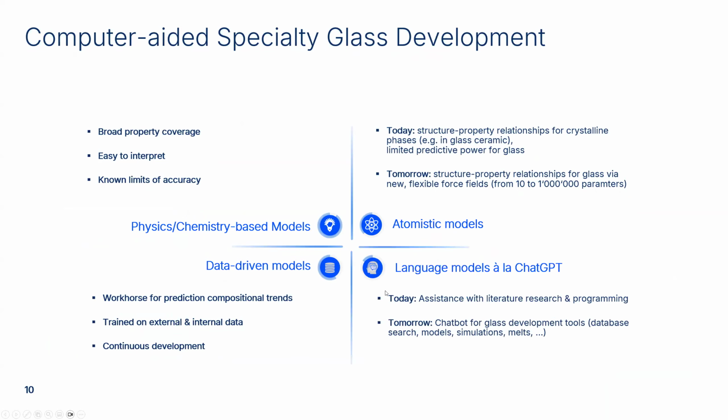And then, of course, there are language models that have many uses in R&D. But today I would like to focus on one particular use case, which is to use these language models to make a variety of different digital tools that we have in specialty glass development more easily accessible. And that's one of the topics in the GlasAgent project.